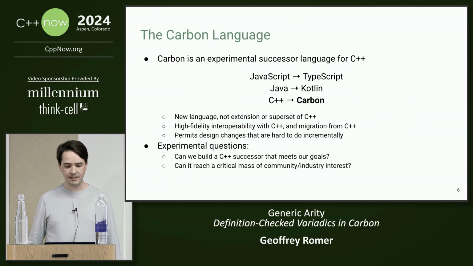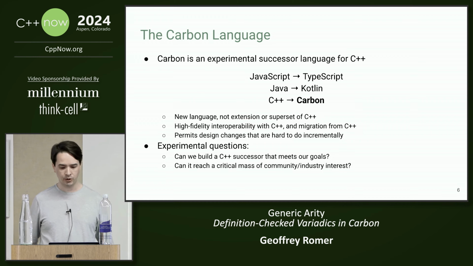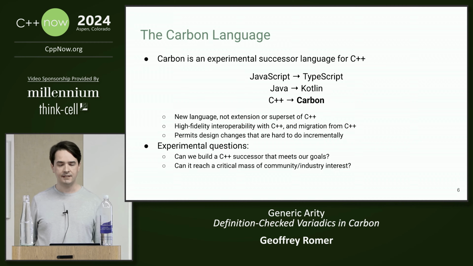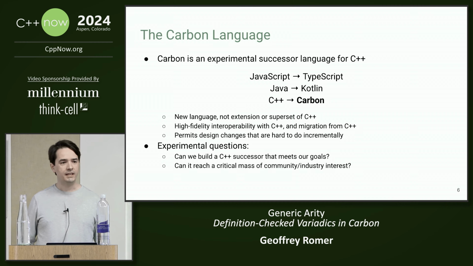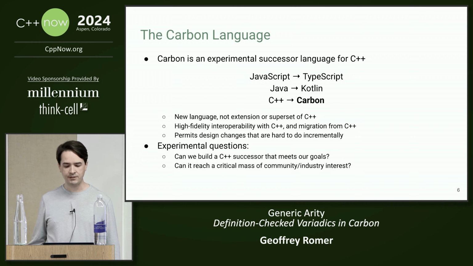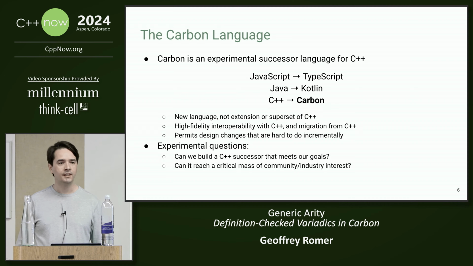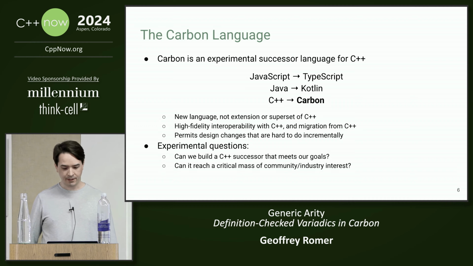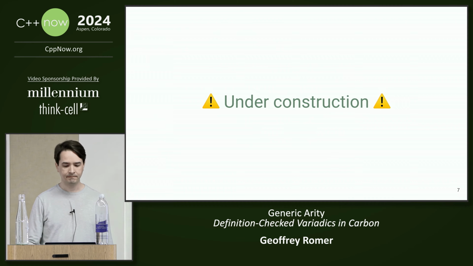And as an experiment, it's trying to answer questions like, can we build a C++ successor that meets our goals? And can it reach a critical mass of interest in the C++ community and in the industry? If you're interested in more about our successor language strategy, Chandler Carruth did a keynote about that here last year, and I'll have a link to that at the end of the talk. There's a lot I could say about the design of Carbon, but in the interest of time, I'm just going to focus on what we need to understand Variadics.